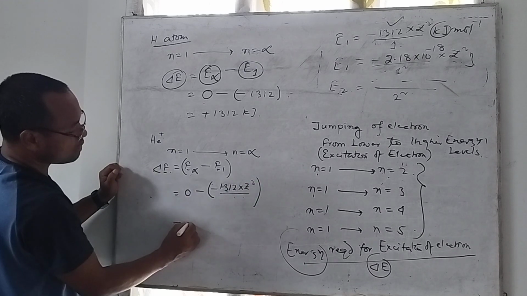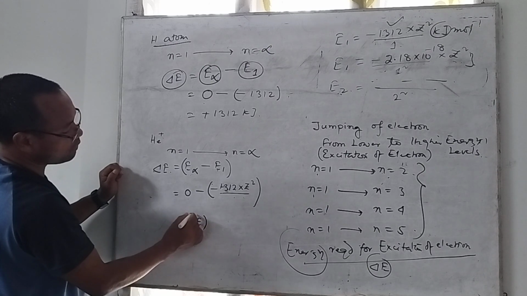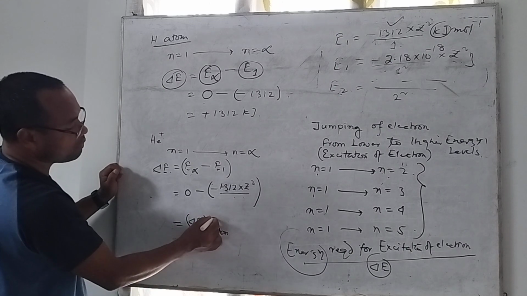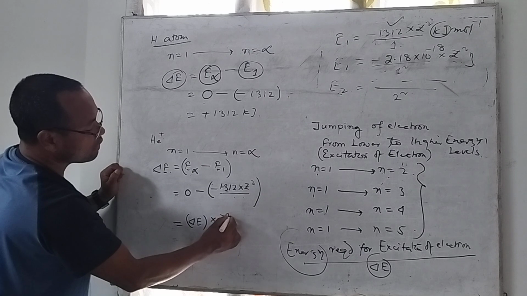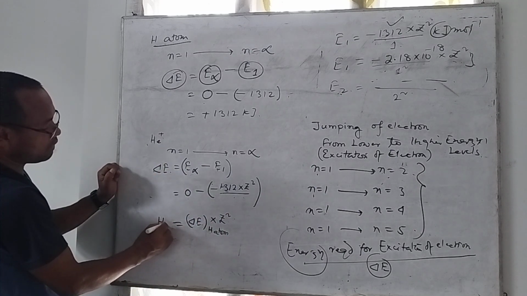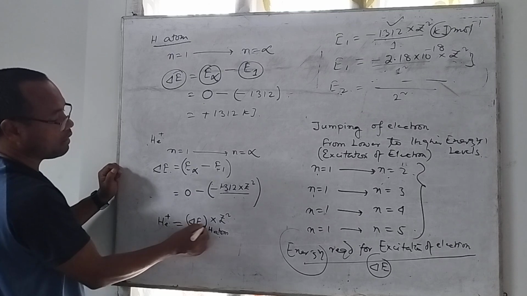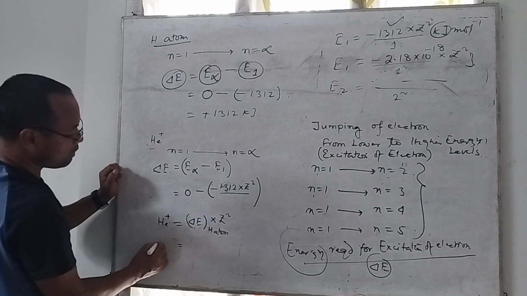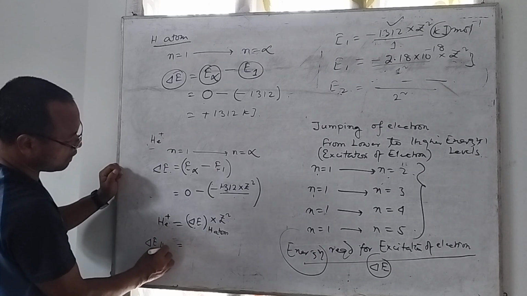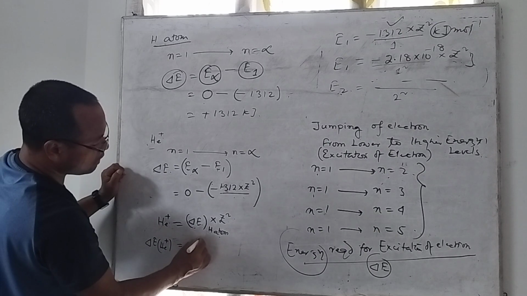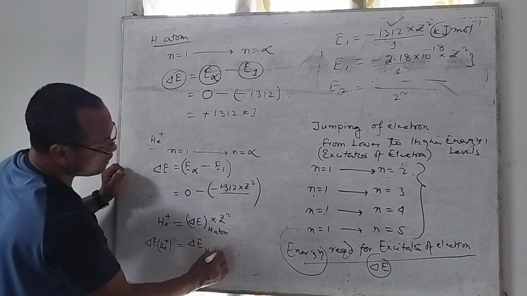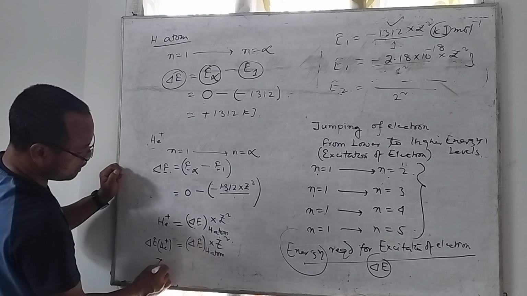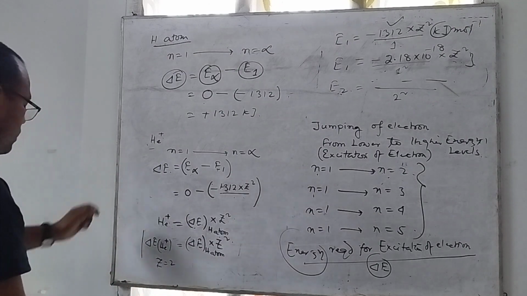That means this delta E, which is for the hydrogen atom, we multiply by Z square for our helium. This is for the hydrogen atom, and we multiply by the atomic number of helium. So that is delta E for helium. We calculate delta E found for the hydrogen atom, then multiply by Z square. What is Z for helium? That is 2. So we can calculate it the simple way.